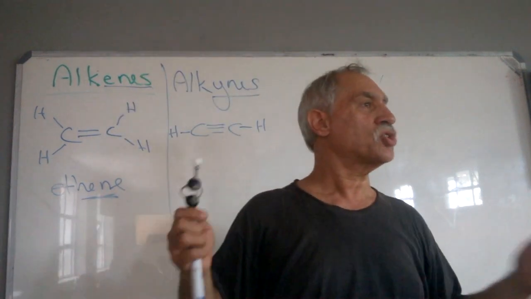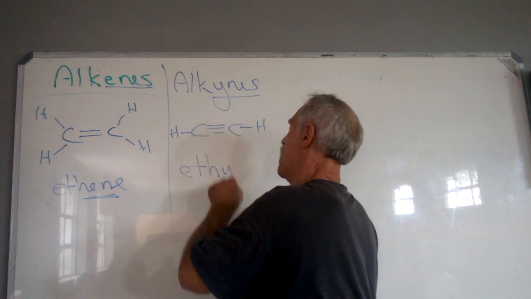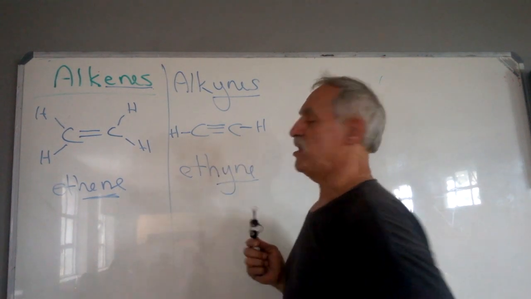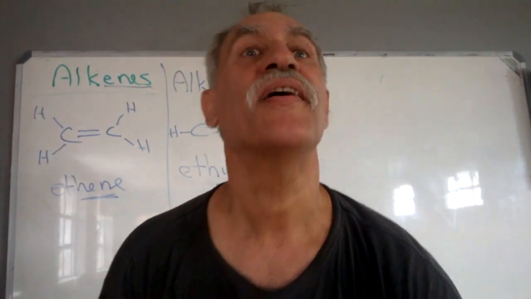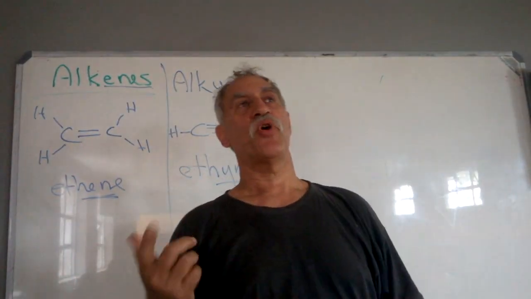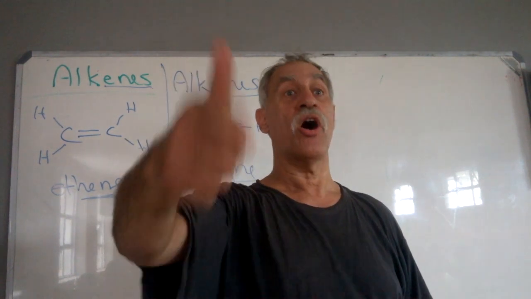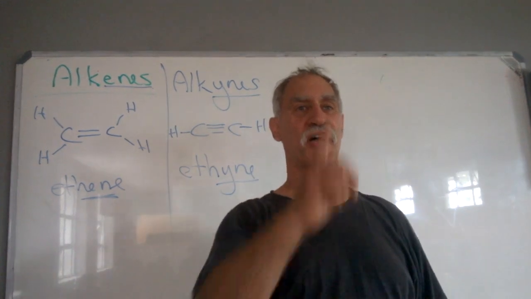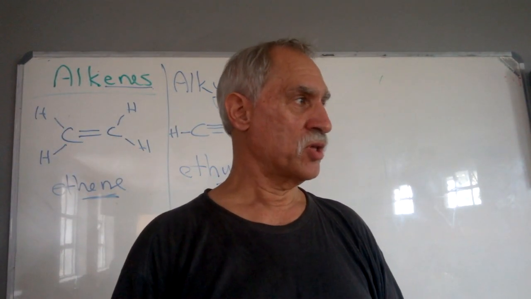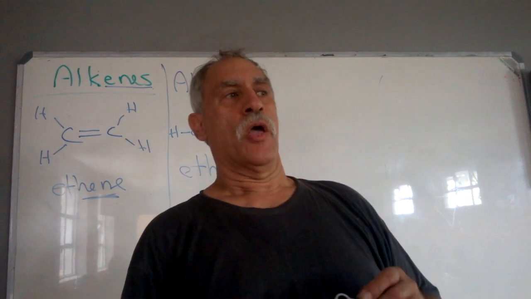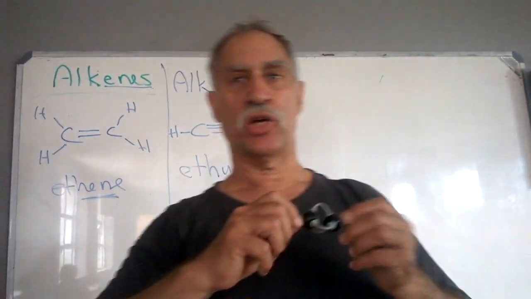Okay, does that make sense? So what is this called? Ethyne. And then it goes all the way up to octyne. So is it hexyne? Ethyne, propyne, butyne, pentyne, hexyne, heptyne, octyne. Okay, are you guys remembering this? Yes, sir. Okay, now I'm going to introduce you to another concept.